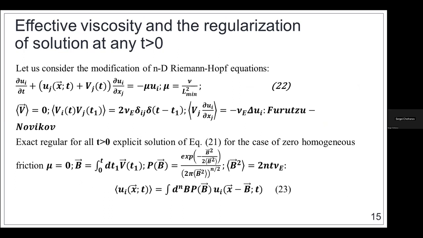If we take into account effective viscosity, which we model by stochastic Gaussian velocity, delta-correlated in time, it is possible to obtain a regular solution for any time. This solution is presented here. I cannot find it in this formula 23.